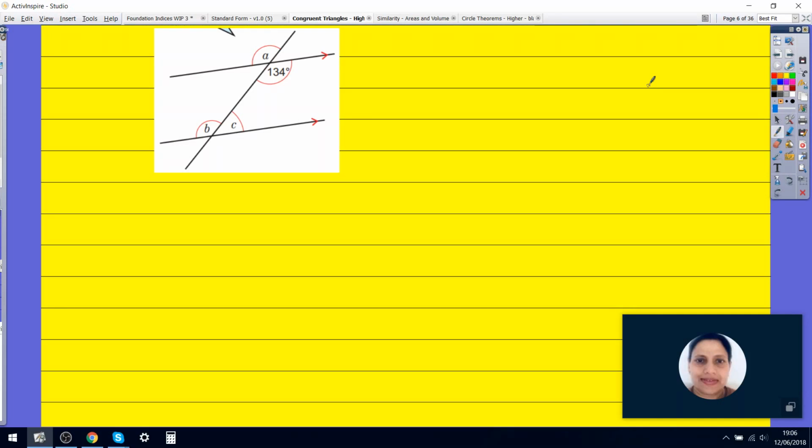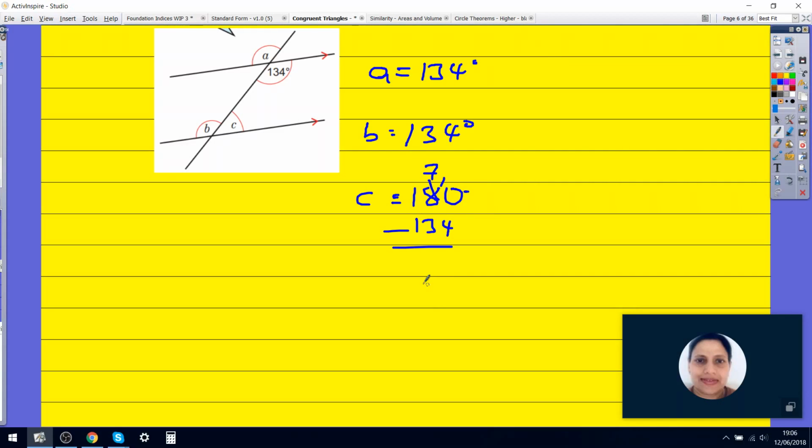Because they're two parallel lines, A and B are, I think, corresponding angles. First we know that A is 134 degrees. B would also be 134 degrees. And C would be 180 minus 134, which would give us 46 degrees for C. That's it.